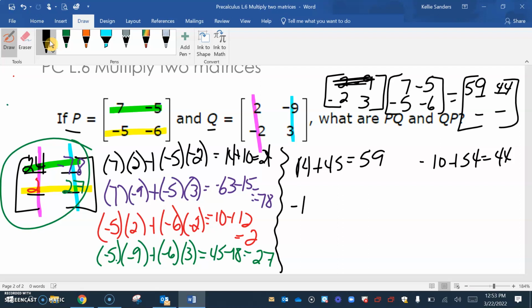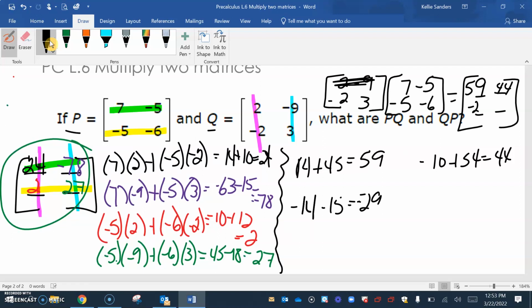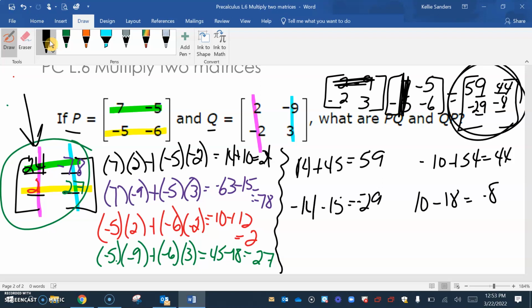Negative 2 and 7 is negative 14. 3 and negative 5 is negative 15. Negative 29. And I've done all of column 1. And then negative 2 and 5 is 10. 3 and negative 6 is negative 18. Negative 8. So this is my answer to QP, which is totally different than the answer to PQ. So they are not commutative, so you need to do both of them to be able to get the question right.